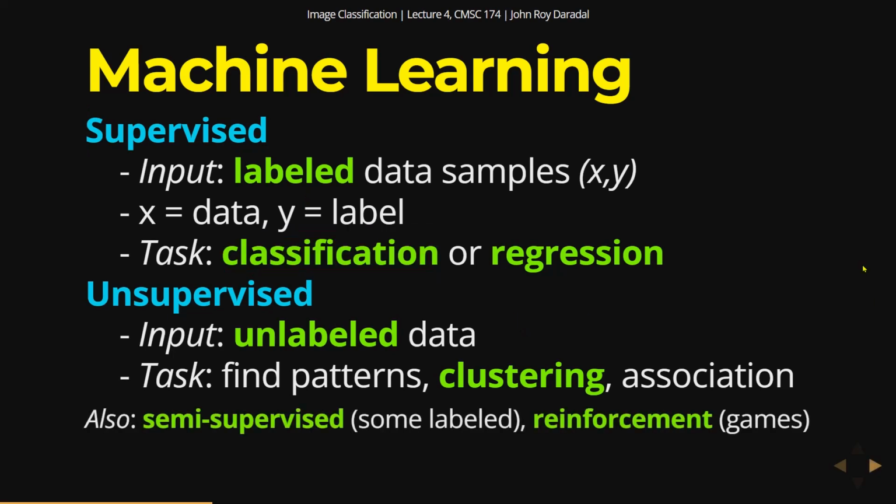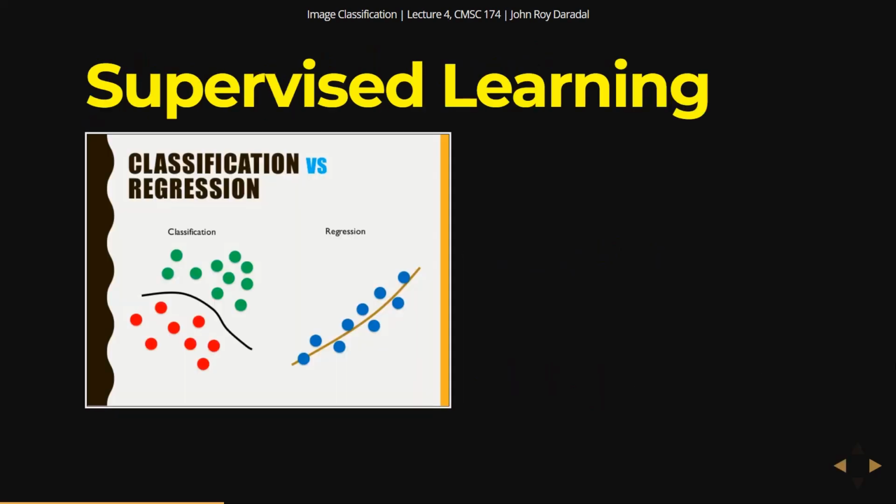There are also other types of machine learning, like semi-supervised learning, wherein some of the data is labeled and some of the data is not. And there's also reinforcement learning, which is used for games. When you're creating a bot for games, then reinforcement learning is used. As I mentioned, we will focus on supervised learning in this lecture.